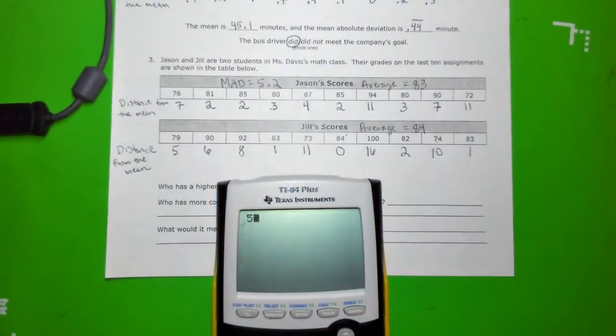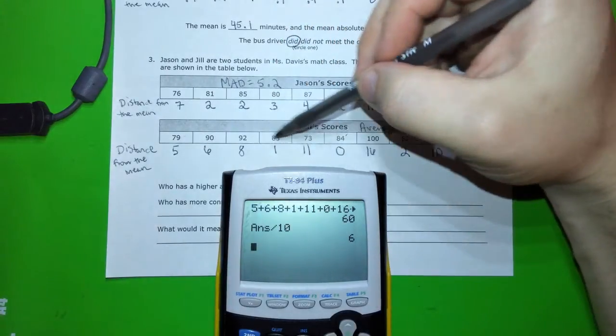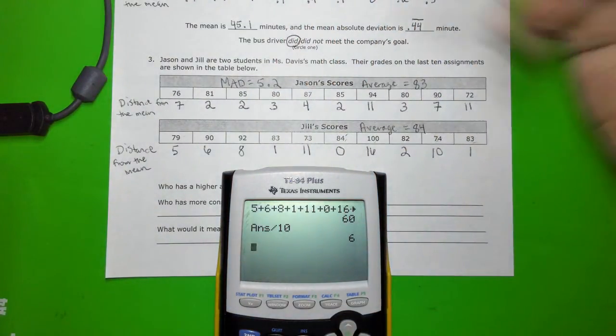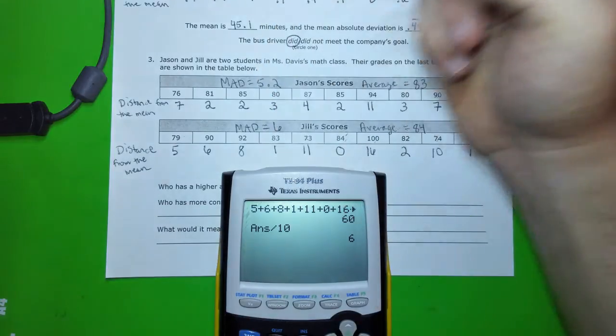And so now I'm going to add these numbers together. 5 plus 6 plus 8 plus 1 plus 11 plus 0 plus 16 plus 2 plus 10 plus 1. Okay, and I get 60, and I'm going to divide that by 10 because I have 1, 2, 3, 4, 5, 6, 7, 8, 9, 10 numbers. And so Jill's mean absolute deviation is exactly 6.